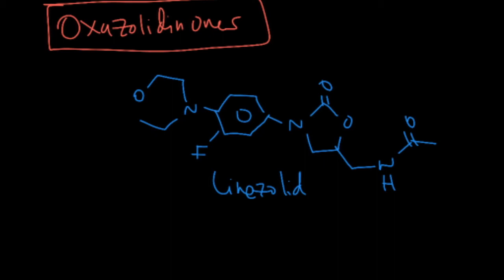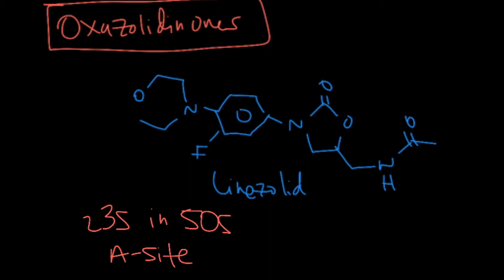And these work by binding to the 23S subunit in the 50S subunit, specifically the A site of the ribosome. So while the other drugs act in the exit tunnel, oxazolidinones act in the A site, but they all act in the 23S subunit and the 50S subunit of the ribosome, which is why they were grouped together in this lecture.